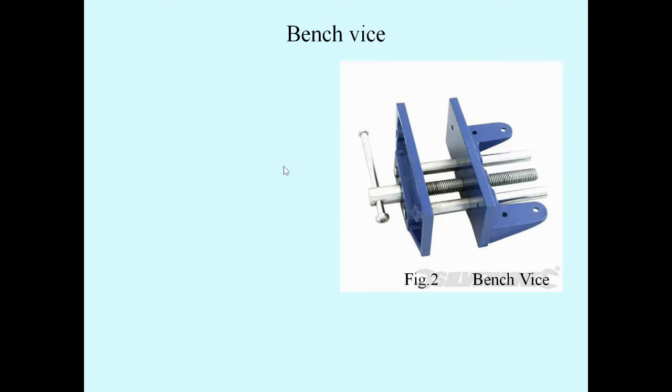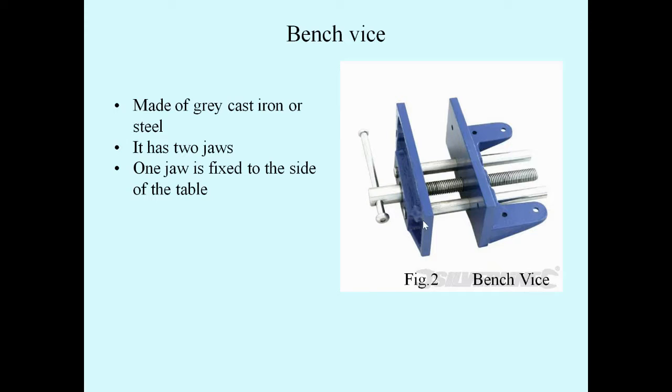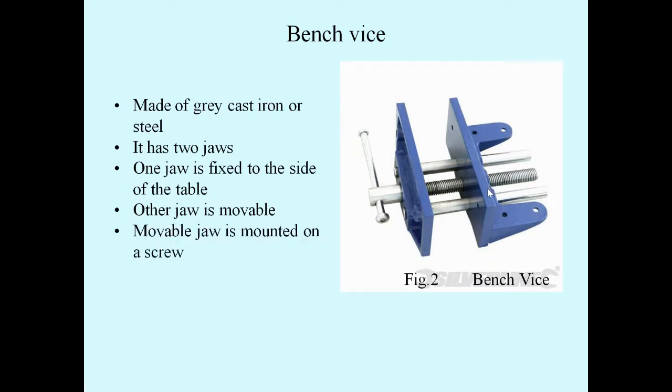The next one is the bench vise. It is made of cast iron or steel. It has two jaws. One jaw is fixed to the side of the table, as you can see here. This is the fixed jaw, which is fixed to the table. The other jaw is movable.